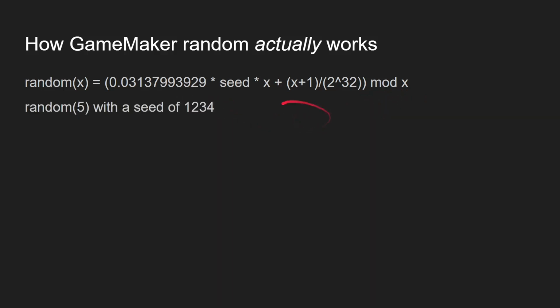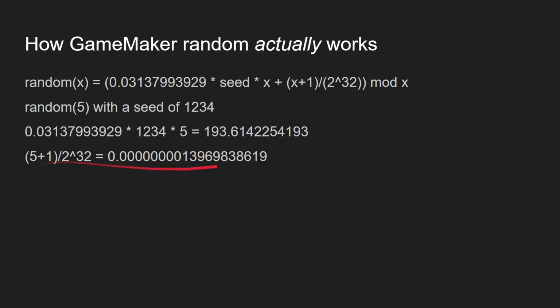So I'll do an example. Random 5 with a seed of 1, 2, 3, 4. So it'll use this number, and then seed is 1, 2, 3, 4, and then our x is 5 here. And that'll get you this number, 193.6. Then this part of the formula, our x is 5, so plus 1, then divided by 2 to the 32. That'll give you this tiny number. And then you add these two together to get this.